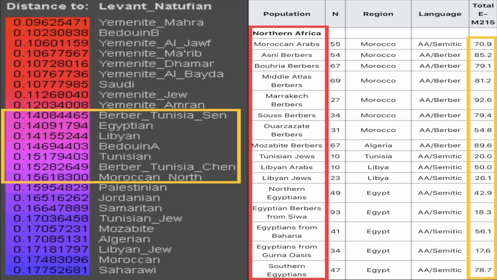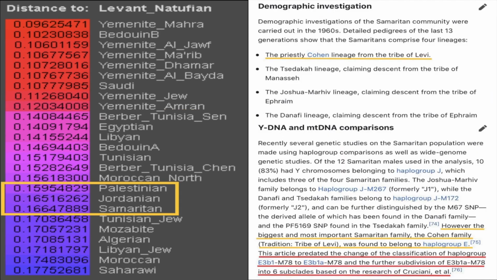And again, just showing you another map when it comes to Natufian ancestry. You see right here Moroccan Arabs and Berbers having up to 70 to 80% of haplogroup E. And when it comes to Palestinians, Jordanians, and Samaritans, they are also another people with genetic distance being very close to Levant Natufians.